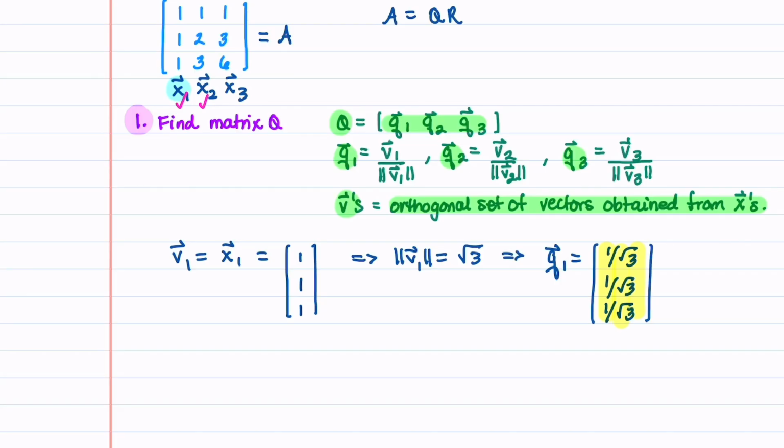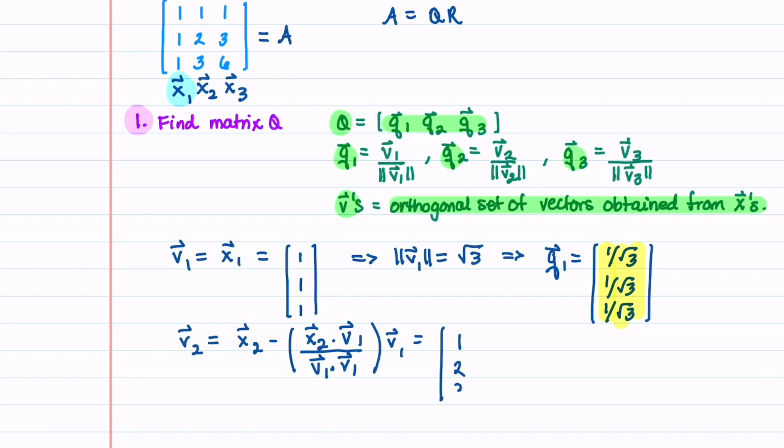Let's now compute vector v2. The formula for vector v2 comes from the Gram-Schmidt algorithm, and it's equal to x2 minus x2 dotted with v1, all divided by v1 dotted with v1, times v1. Let's see what this gives us. Our vector x2 is 1, 2, 3. And then we subtract off the dot product.